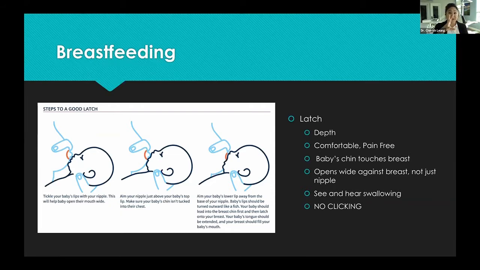And when you're evaluating the feeding, you want to see and hear the child swallowing. You do not want to hear any clicking. Basically what the clicking indicates is that they're getting a lot of air when they're doing it because their latch or suction is being broken.